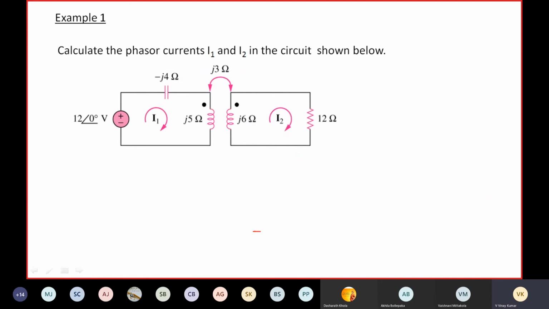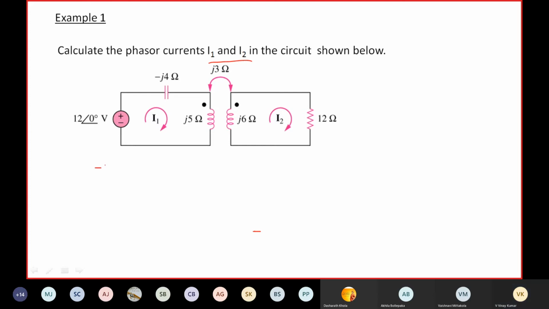Now let us solve this problem. Calculate the phasor currents I1 and I2 in the circuit shown in the figure. First, let me write KVL around this loop. If I apply KVL around this loop, then what is the KVL equation?